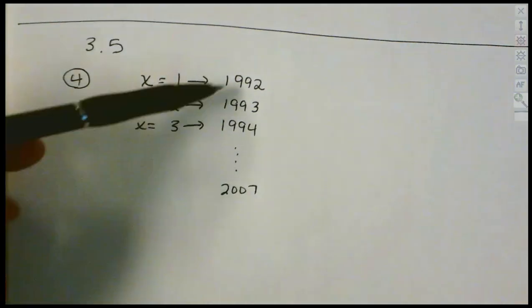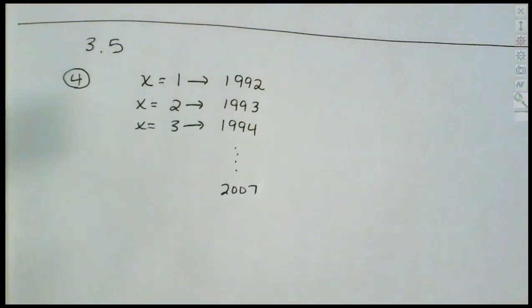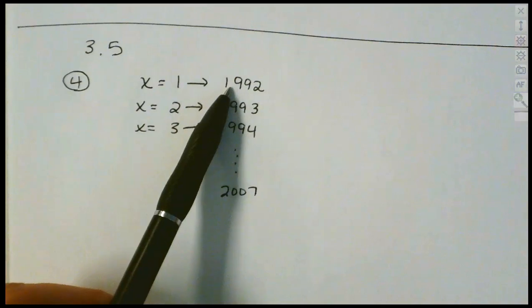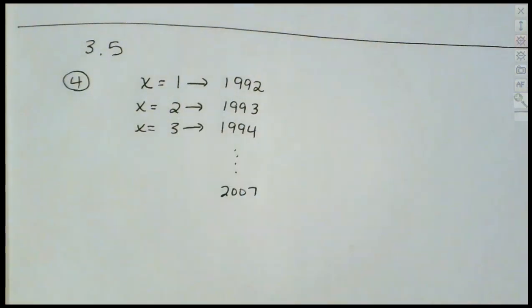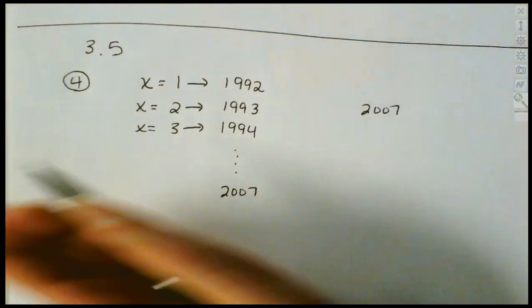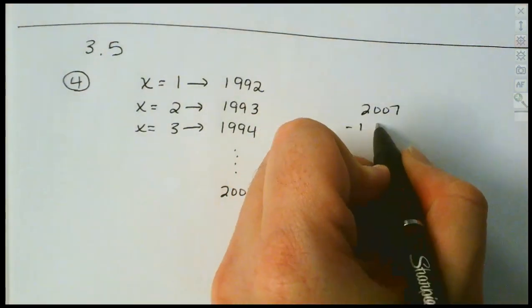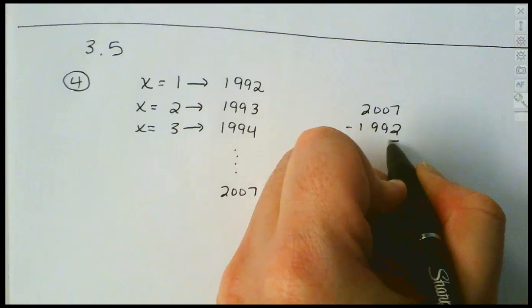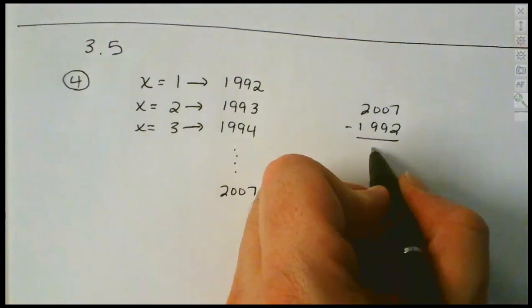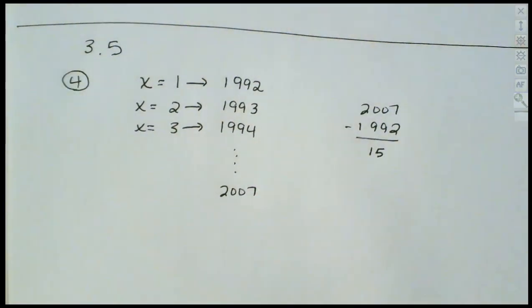We can fill out the pattern all the rest of the way, or we can just figure out the difference and add together. So let's look at what we're starting with. We're going to start with 1992, and we want to end up with 2007. So let's find our difference. 2007 minus 1992, well, that's a difference of 15. So there's a 15-year difference.